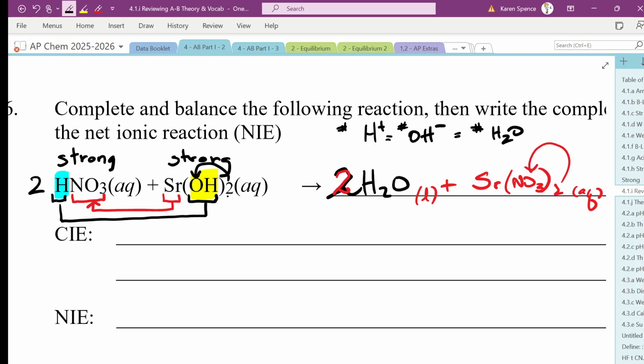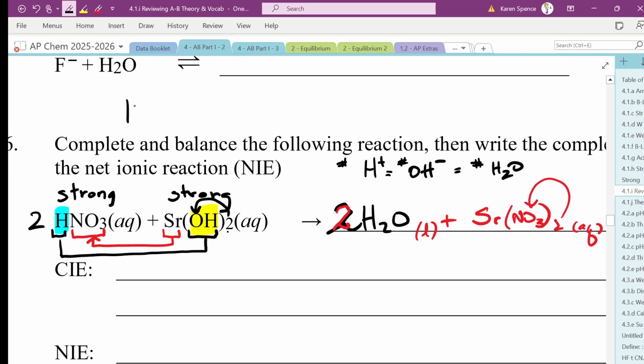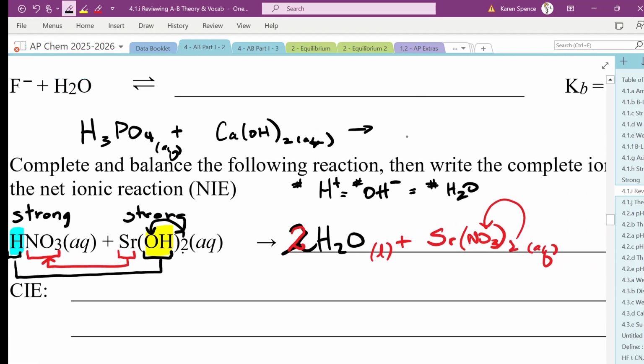So what if you had H3PO4? This is the biggest one we'd get, H3PO4 plus CaOH2 would give us H2O plus Ca3PO4 2.